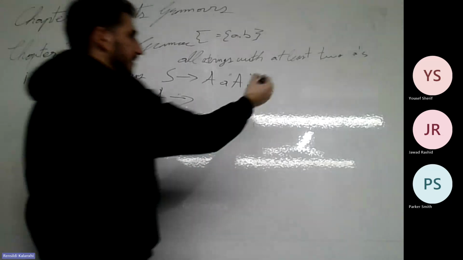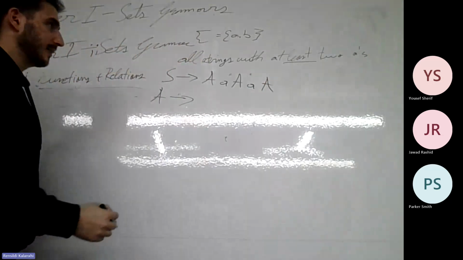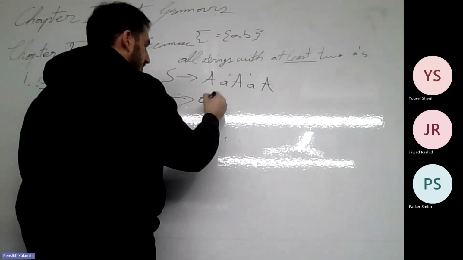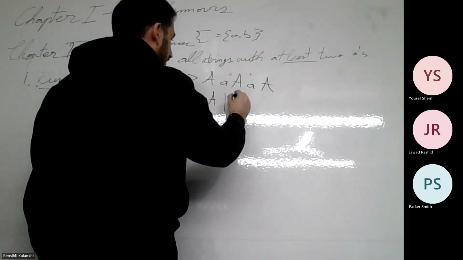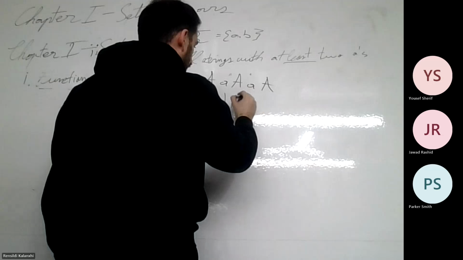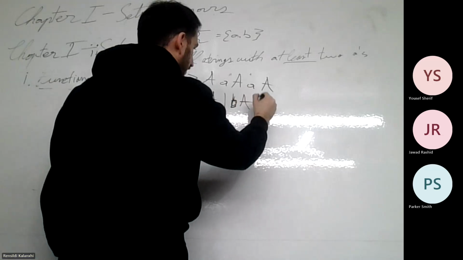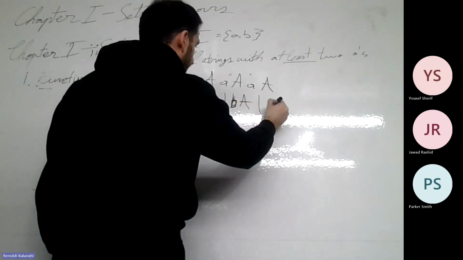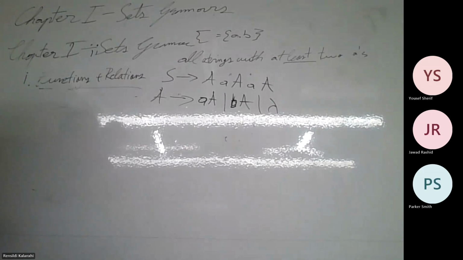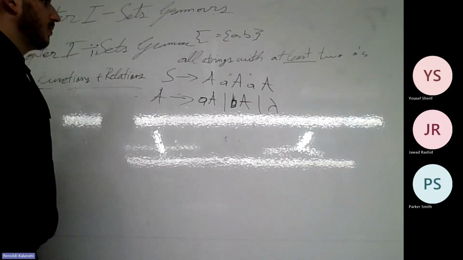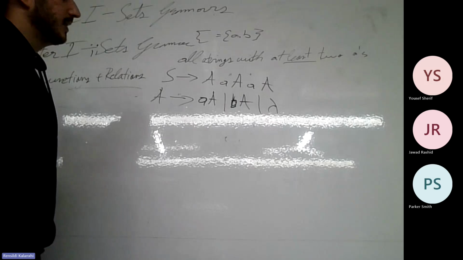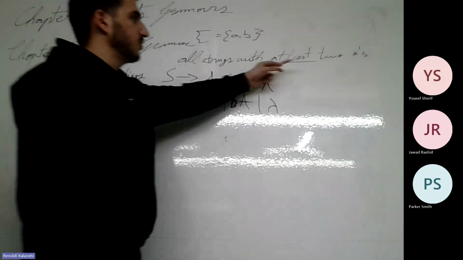Oh, at least, it says at least. I thought it said exactly, all right. So we can actually include, it is B, lambda. That's correct. It's just one problem that the professor went over in the class. Okay. So it says all strings with at least two A's.